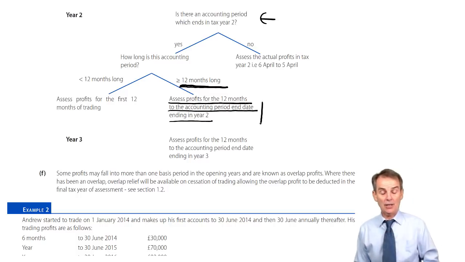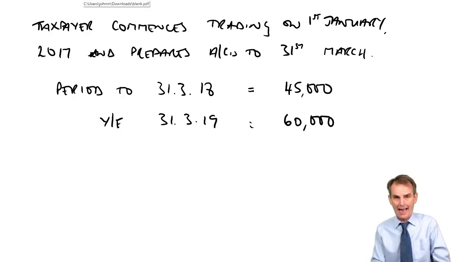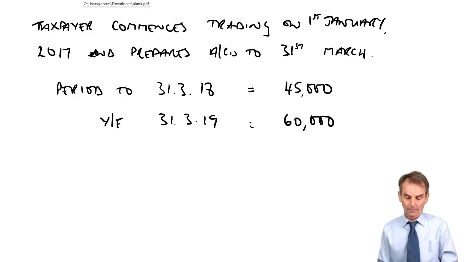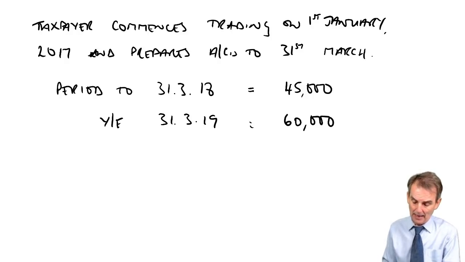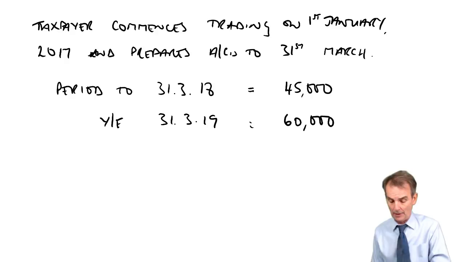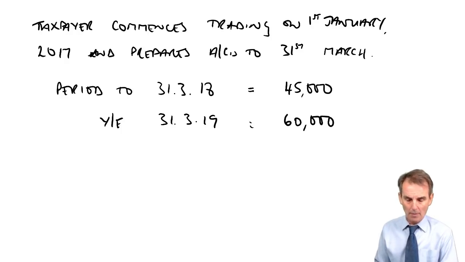So let's see, therefore, by the use of a little example, how that will pan out. So here's our example that I've set up for you already, if you want to make a note of that information. Taxpayer commences trading on the 1st of January 17, again, and prepares accounts to the 31st of March. But rather than preparing accounts to the next 31st of March, that would be the 31st of March 17, that would only be 3 months into the opening period.